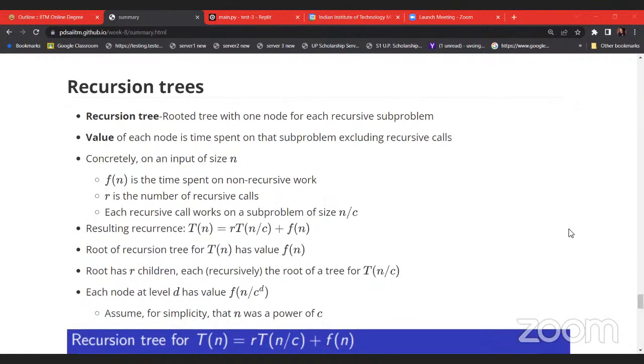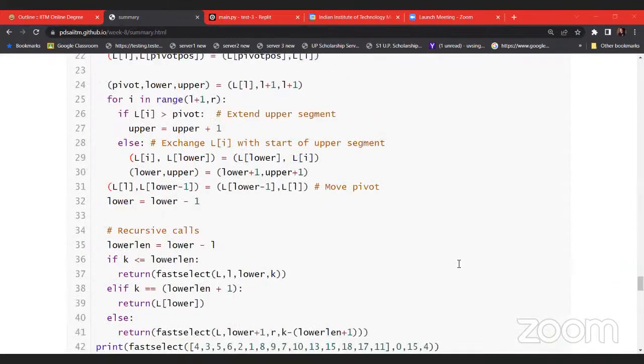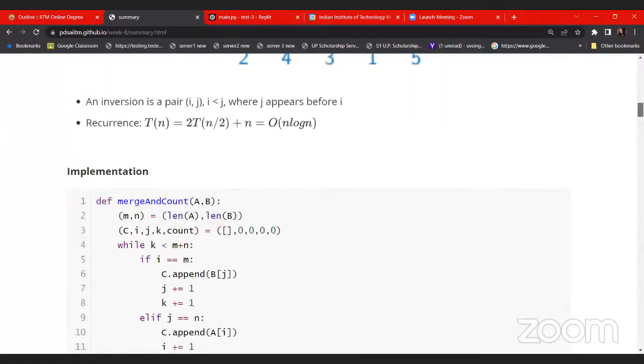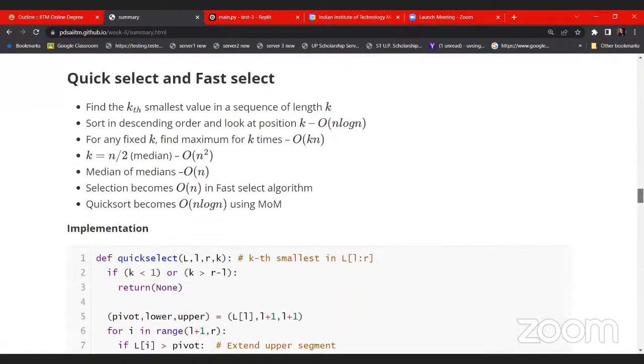Now the recursion tree. This is an approach to find the complexity of recursive algorithms, and because of that we call it a recursion tree. Sometimes a very difficult expression is created. I think I didn't explain that. One second.